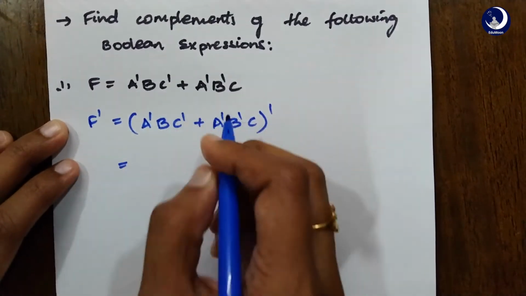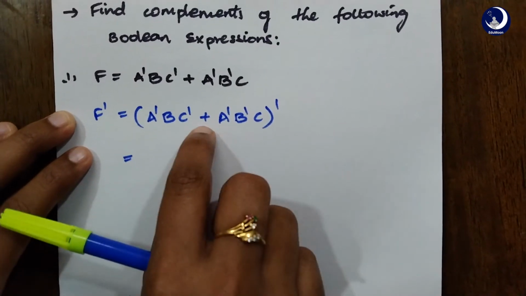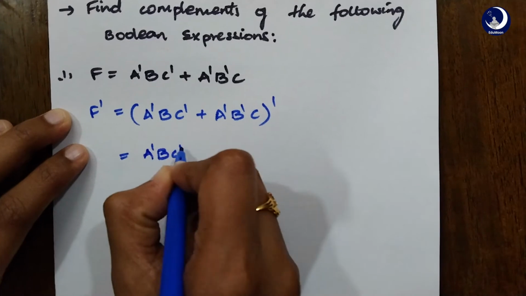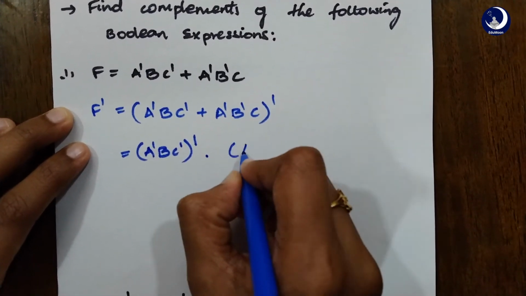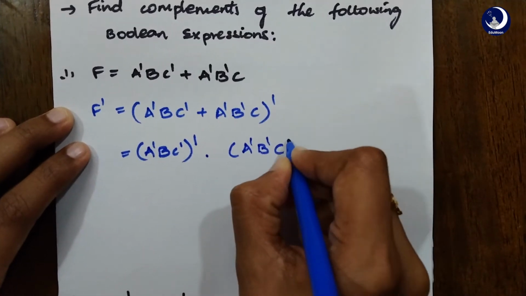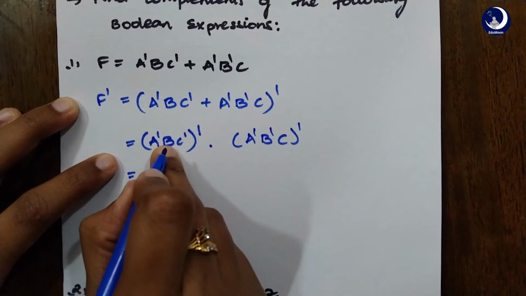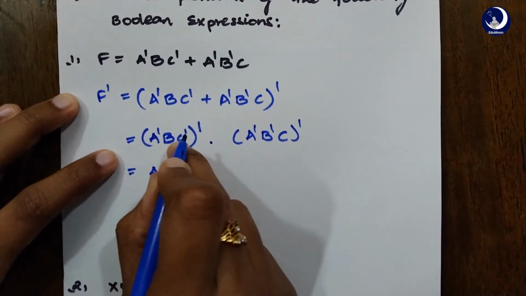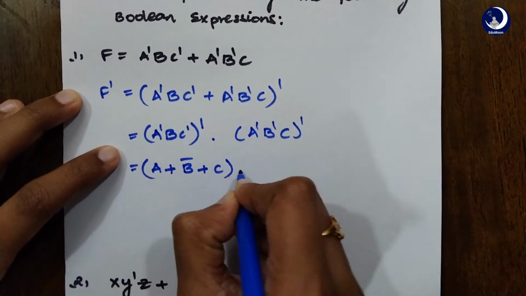Now according to De Morgan's law, we need to find the complement for this one and for this one. So how do we do that? (a bar b c bar) whole complement. The complement for plus is a dot, and then (a bar b bar c) whole complement. How do we find the complement for this one? As a dot is placed in between, we make it a plus and b is turned to b bar. Now again a dot is converted to plus and c bar is converted to c. Dot.